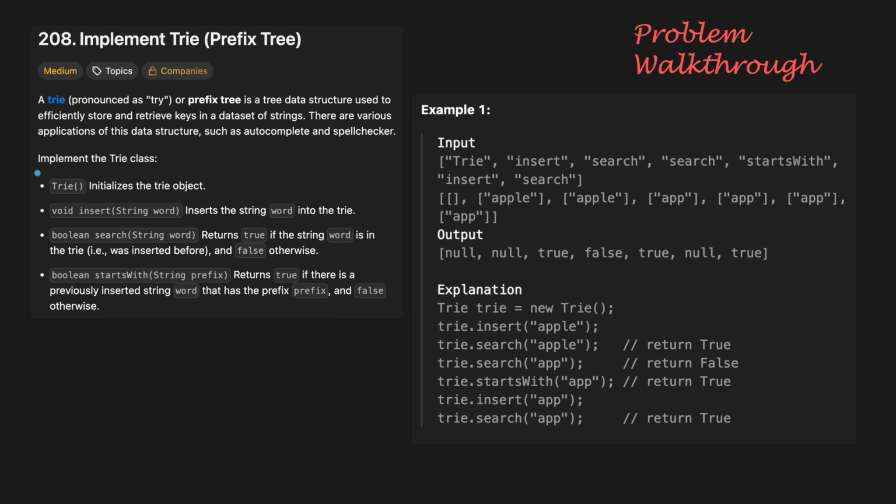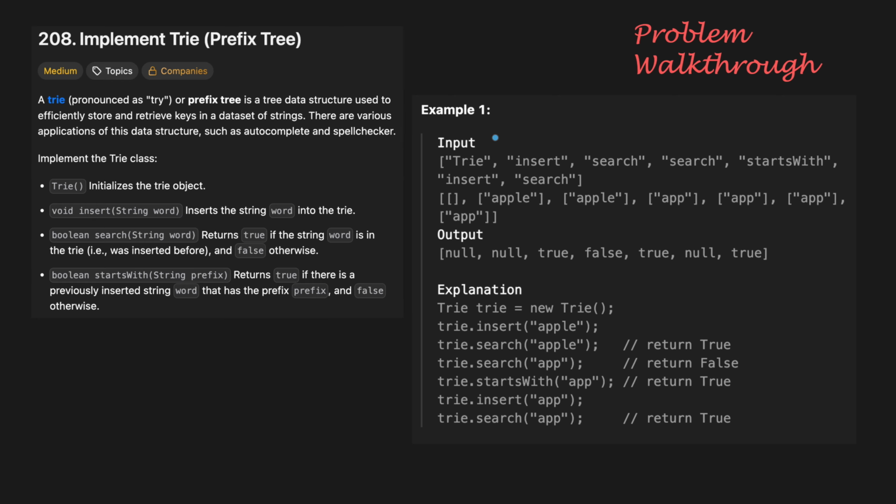And the problem asks us to implement a Trie class, where the constructor initializes a trie object, and then the insert function inserts a string word into the trie, and the search function should return true if the word exists in the trie and false otherwise. And finally, the startsWith function should return true if there is a previously inserted word in the trie that has the prefix passed into the startsWith function, and false otherwise.